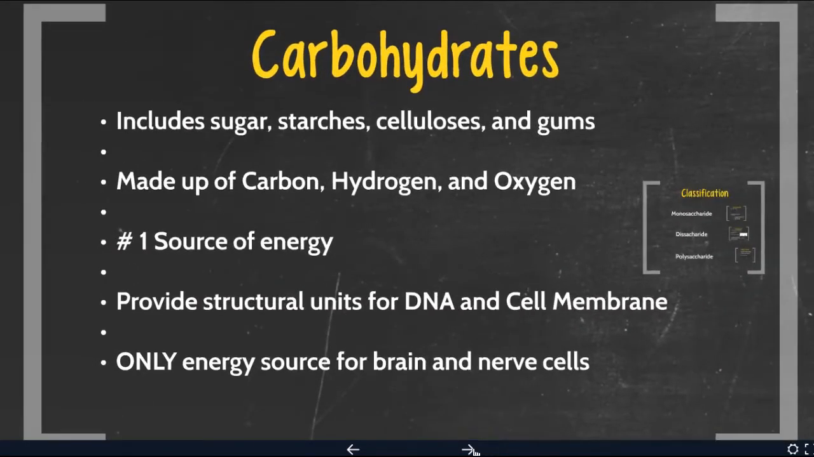Carbohydrates are chemicals or molecules that include your sugars, starches, celluloses, and gums. So those are things that are in your body or in the structure of living things. They are made up of only three elements: carbons, hydrogens, and oxygens. And depending on the type of carbohydrate it is depends on the arrangement of the carbons, the hydrogens, and the oxygens. Its function is really important because this is your number one source of energy.